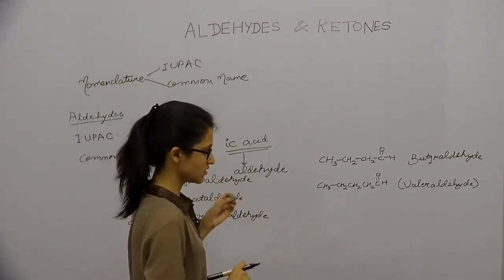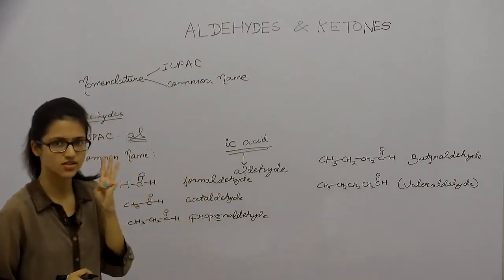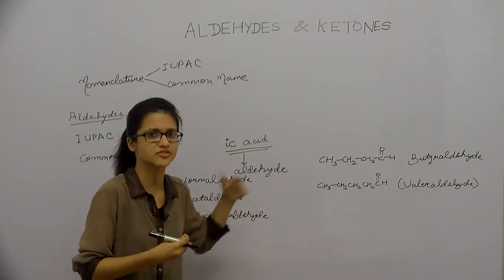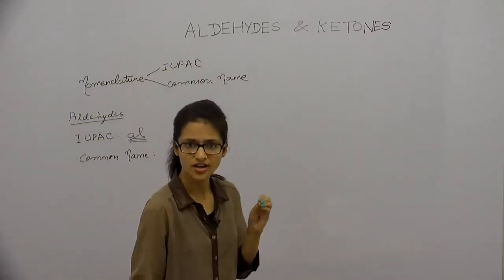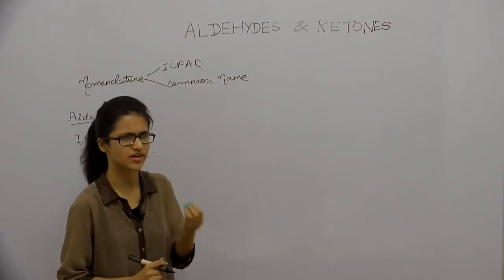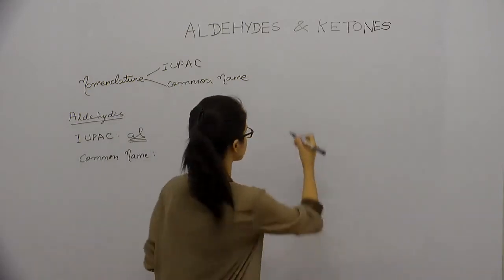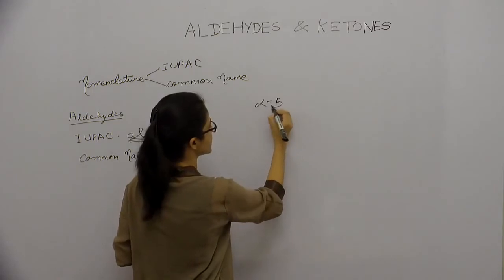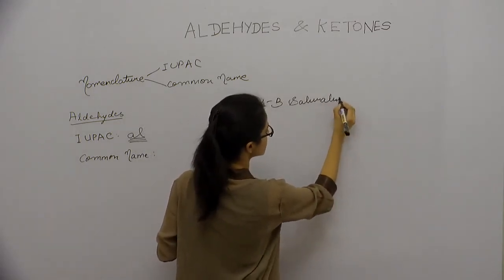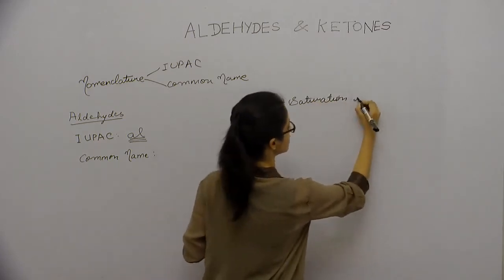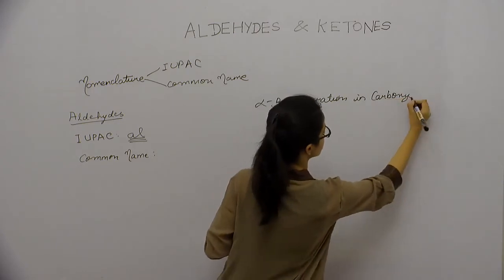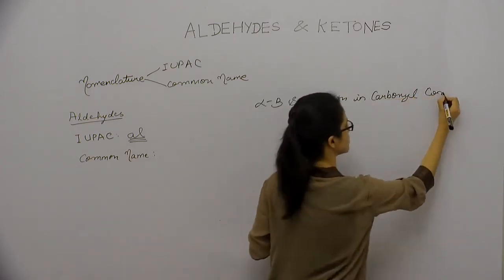Now we've got 3 compounds which have a naming different from this. I think it's better if we learn their names. They have an alpha beta unsaturation in the carbonyl compound. I'll tell you, carbonyl compound.